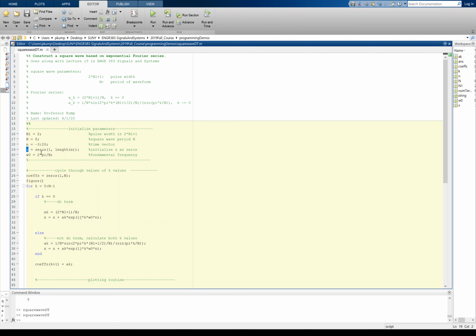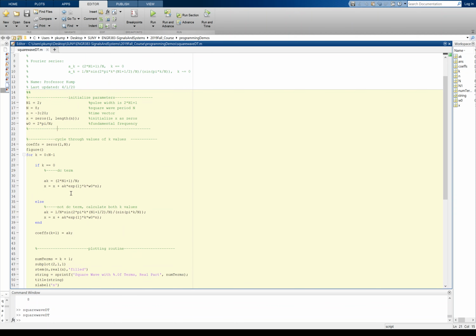Okay, now for x, I'm going to make the analogy of a recipe and baking and cooking some sort of dish. So x is the bowl. We're going to mix together all of our ingredients in x. x is going to be the signal when we're finished. So I'm setting that to 0 to begin with, because there's nothing in our bowl. Omega 0 is, as always, 2 pi over n. Now I'm going to keep track of the coefficients, coefs, and these are the amounts of the ingredients. Right now it's 0 because we haven't calculated anything yet.